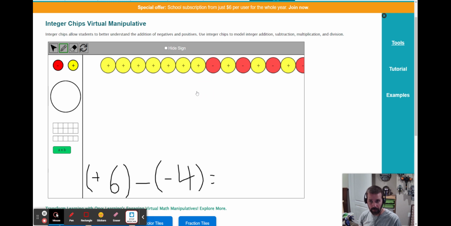Ready? Take away one negative. So that's take away negative 1. Take away negative 2. Take away negative 3. Take away negative 4. Oh my goodness. Now all I have to do is add up what's left: 1, 2, 3, 4, 5, 6, 7, 8, 9, 10. Okay. My answer is positive 10.